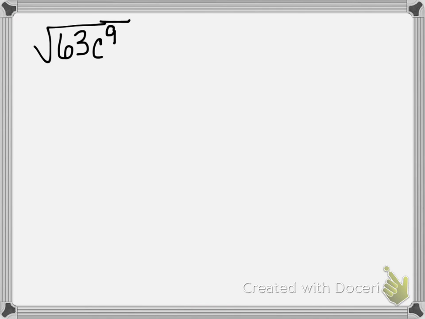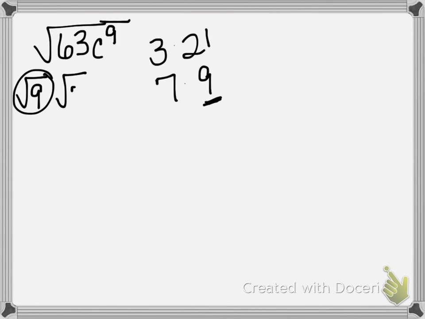Okay, 63. You can go through your list. 1 and 63 aren't going to help you. That's okay. 2 won't go into it. You got 3 and 21. 4 doesn't work. 5 doesn't work. 6 doesn't work. 7 and 9. Whoa, Nelly, I think we found it. That 9 is perfect. 9 times 7 is 63. I'm going to circle the 9, not the 7, because only the 9 is perfect.